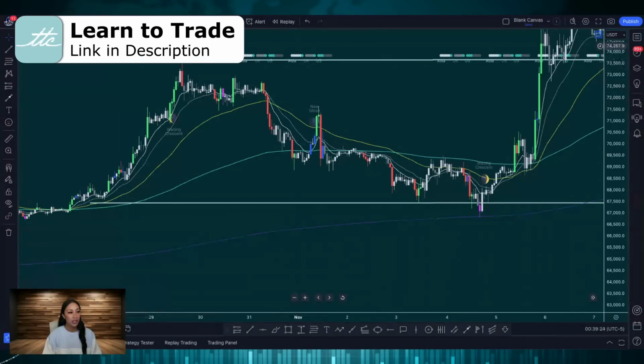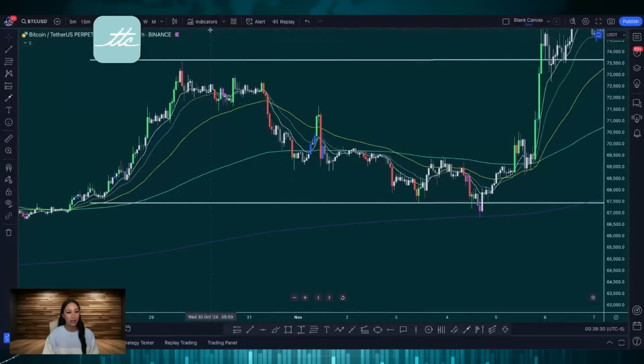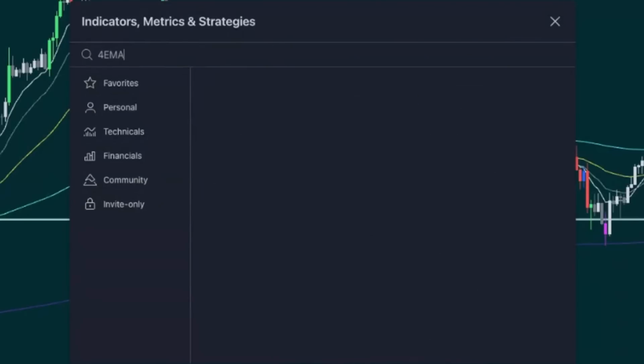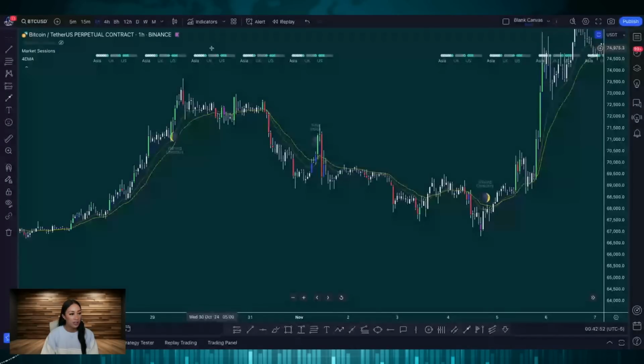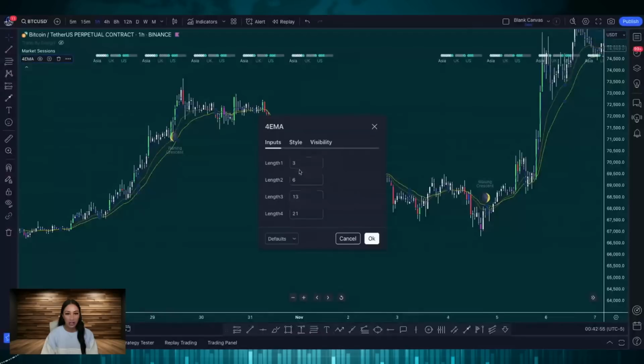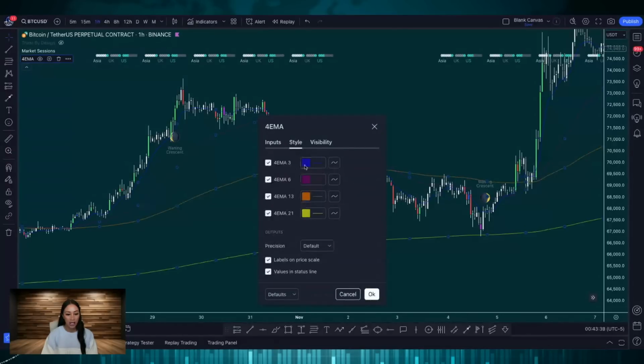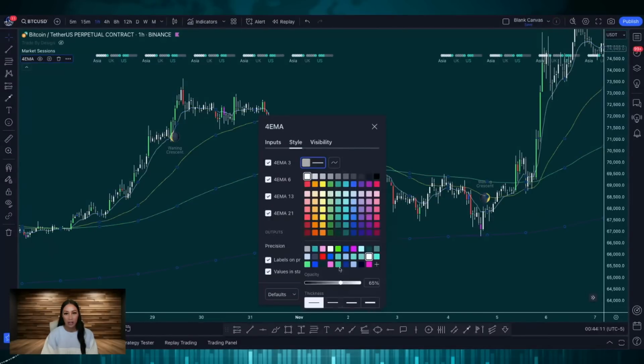But something you can use that is similar and free is the 4 EMA. So you would just head up to indicators, type in 4 EMA and grab this one here. Head into the settings of the indicator and change the length. Now, if I had to choose 4 out of the 5 EMAs that we use, I would choose the 10, 50, 200 and 800 EMAs. You can then head to style and change the color of your EMA. You can also change the thickness and the opacity.